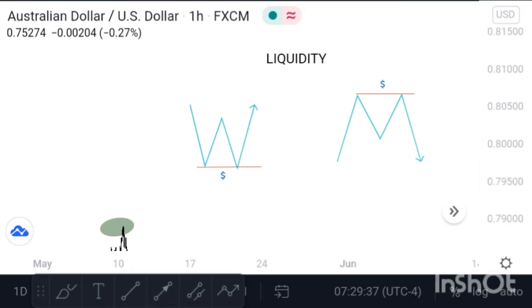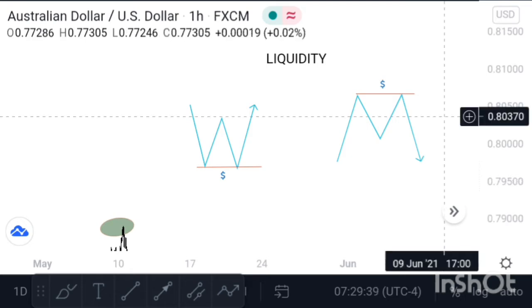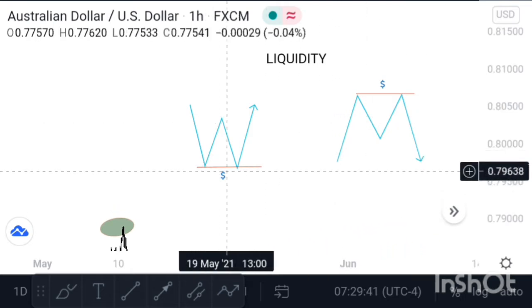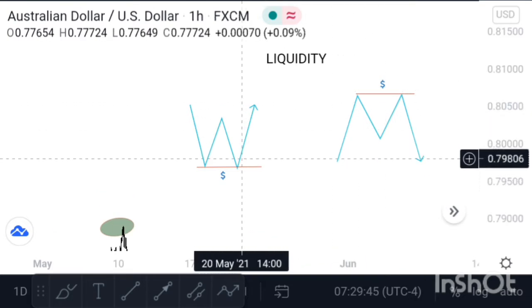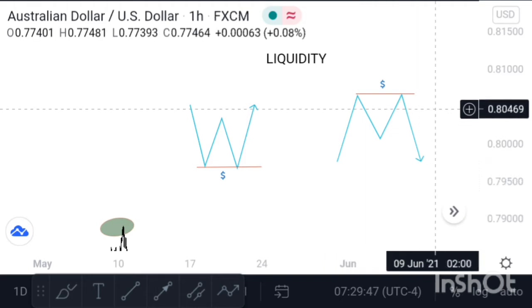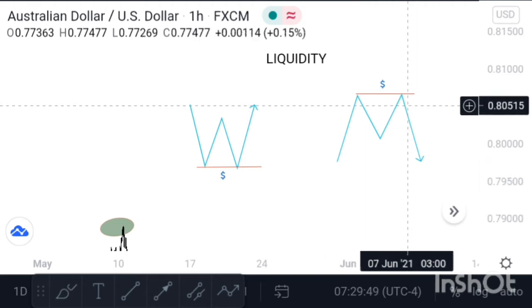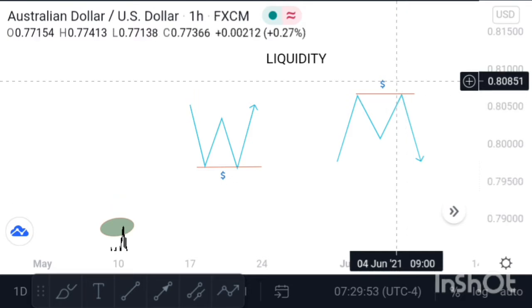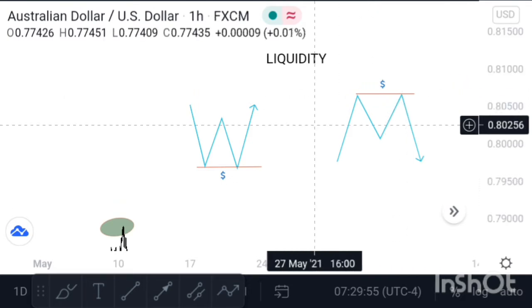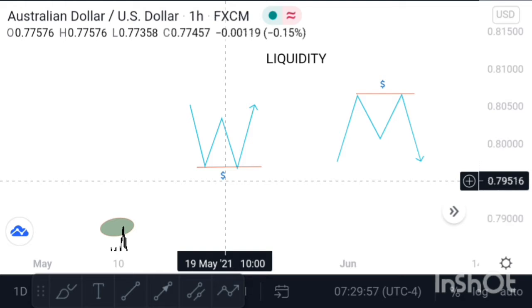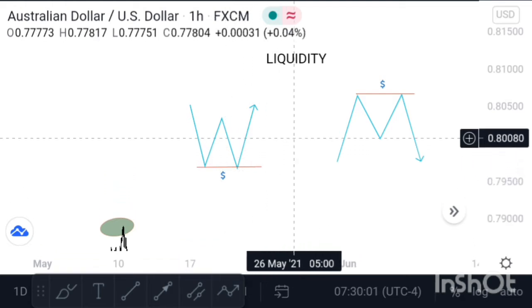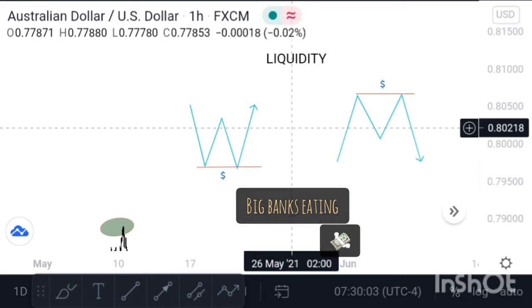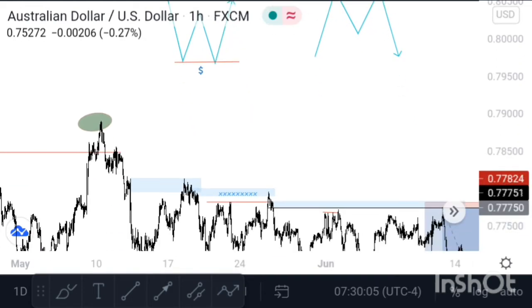The money is sitting below here and above here. Why? Because a lot of traders are buying here, and a lot of retail traders are selling right over here. So their stop losses are down here. The market usually goes down and takes those, and then goes aggressively. So let me show you in the real chart.